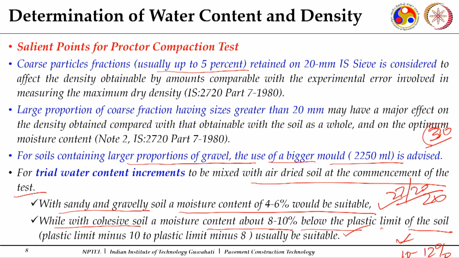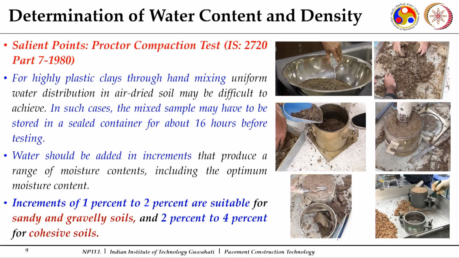So, this plastic limit plays a role, and that is why we determine the Atterberg limits before we proceed with this Proctor test, the test to determine the water content and density relationship. So, it says with cohesive soil a moisture content about 8 to 10% below the plastic limit of the soil is usually found to be suitable.